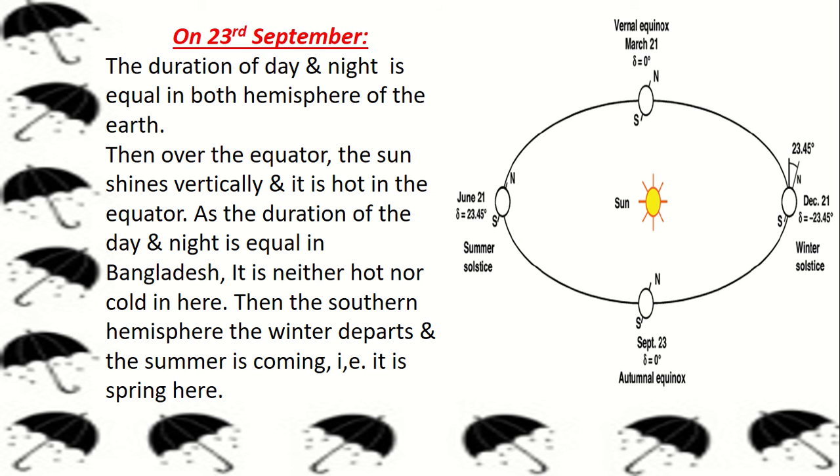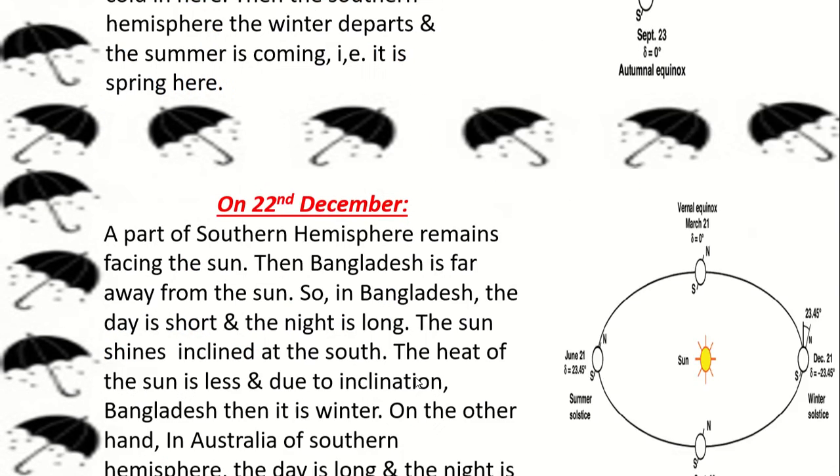Then subsequently, follow what is written here about the 23rd September. The duration of day and night is equal in both hemispheres of the Earth. Over the equator, the sun shines vertically and it is hot at the equator. As the duration of the day and night is equal in Bangladesh, it is neither hot nor cold here. In the Southern Hemisphere, the winter departs and the summer is coming, that is, it is spring here.